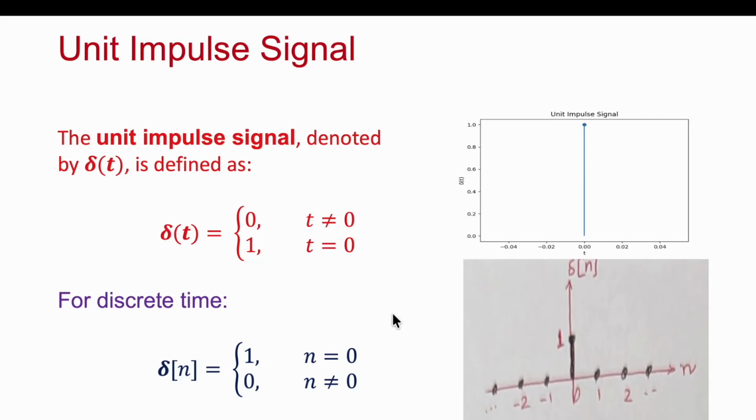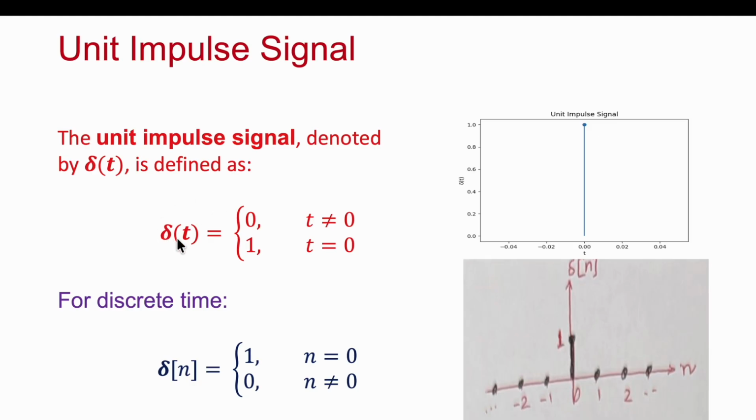In this video, we are going to discuss the unit impulse signal. The unit impulse signal is always denoted by δ(t) and is defined using the following equation.